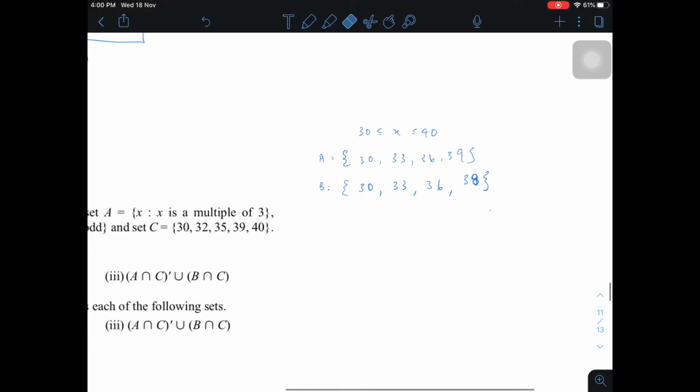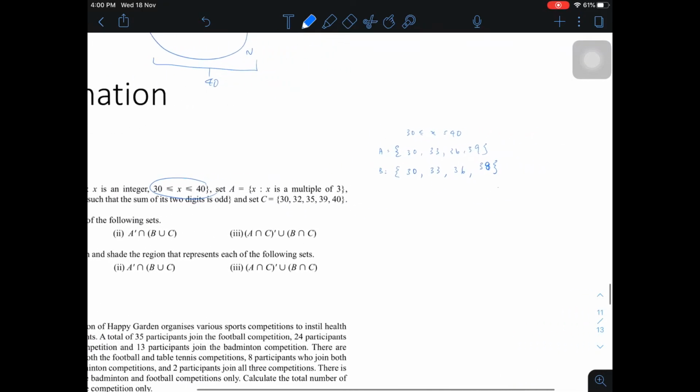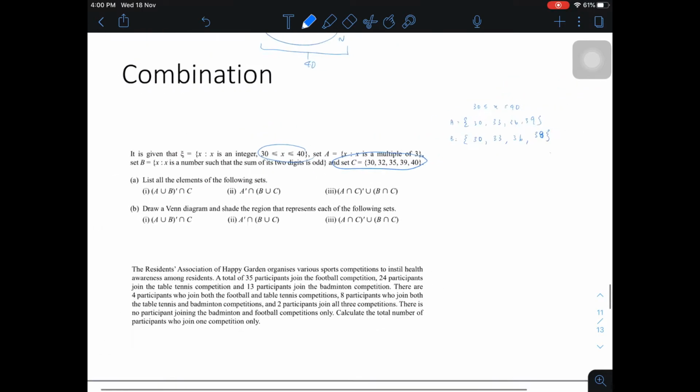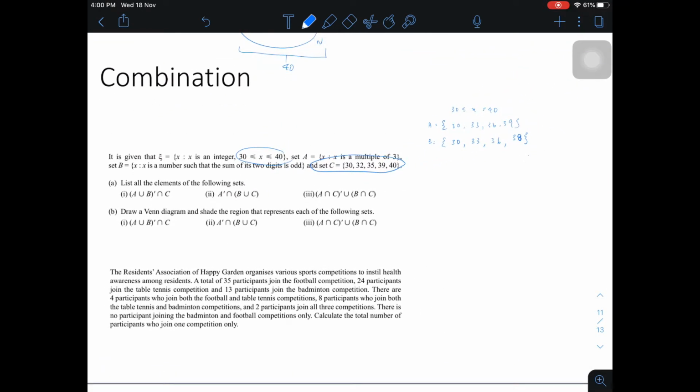Okay, and then we'll go next for set C. Set C, we already have the set, so we don't have to actually list it out. So list all the elements of the following sets: A intersect B, the complement of A union B intersect C. So what is the complement of union A and B?